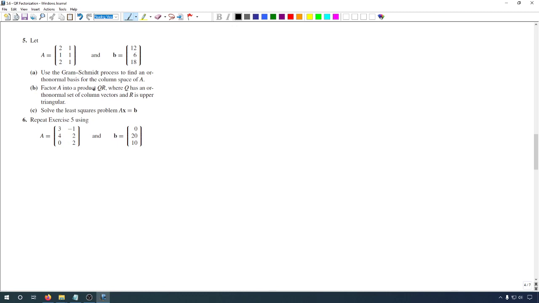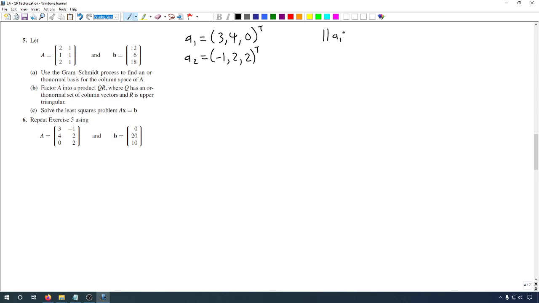We're using Gram-Schmidt to find an orthonormal basis for the column space. Essentially what we would have done in problem 1, and then we're going to find the QR factorization, essentially what we just did in problem 2. So, very similar problem. Here A1 is 3, 4, 0. A2 is negative 1, 2, 2.